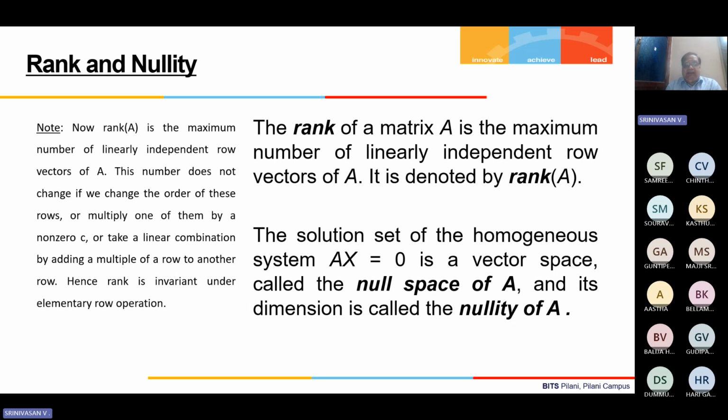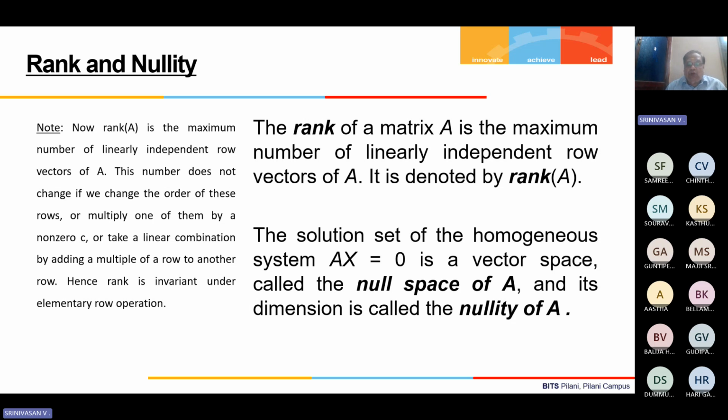So, rank and nullity. Rank, already of course, we have seen. Using independence also, we can think of the rank. But the easiest way is to reduce it to echelon form and get the number of non-zero rows to give you the rank. Now, the rank of a matrix is the maximum number of linearly independent row vectors of A. Supposing A is the matrix, its rank is defined as the maximum number of linearly independent row vectors of it. It is denoted by rank of A or R of A or small r, whatever it is.